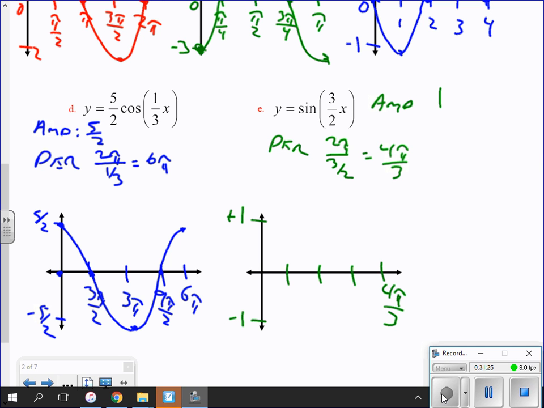So I count by pi over 3s, because if I have 4 of them, divided up into 4 equal lengths, I get pi over 3, 2 pi over 3, and then 3 pi over 3, which is pi. Right? 1 pi over 3, 2 pi over 3, 3 pi over 3, 4 pi over 3. 1, 2, 3, 4. And then I plot my points. Where do I begin? At the origin, 0, 0. Which way do I go? Up or down? I go up.